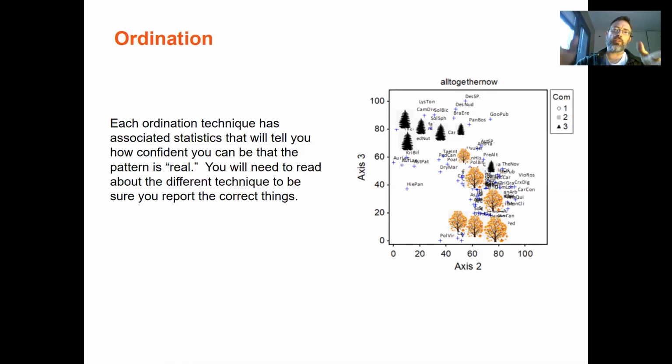That's one thing: in effect, ordination is leaving the realm of pure hypothesis testing and returning into the realm of exploratory data analysis. You can represent how confident you are in a diagram, but you can't necessarily have a null hypothesis of no pattern and then test it with a p-value. There are ways that people are developing to sort of artificially do that, but generally speaking, ordination was not set up in that way. But there are statistics that can help tell you how confident you can be that the pattern is real. You're going to have to read these different techniques to be sure that you report the correct things.